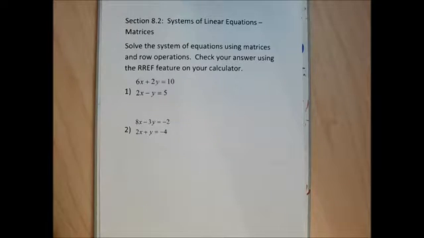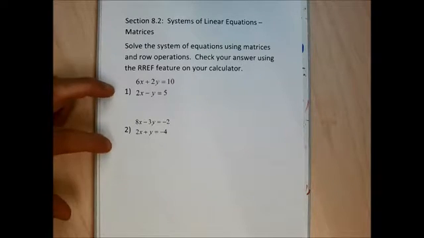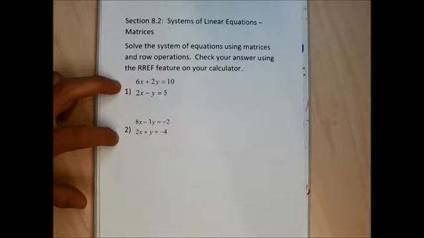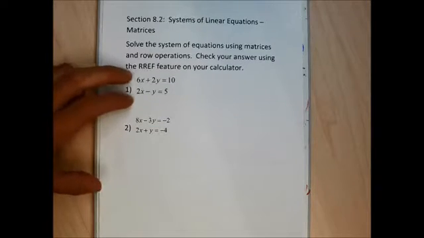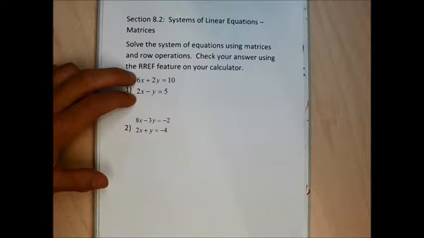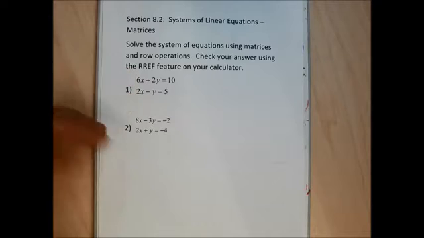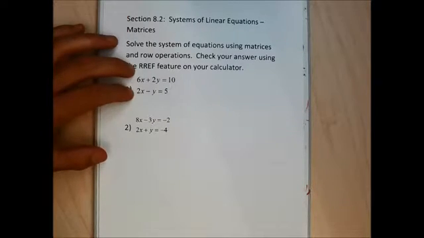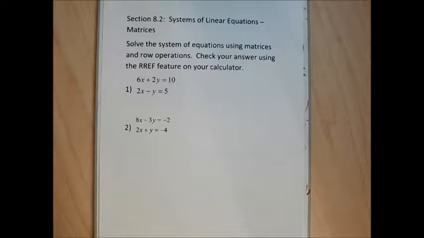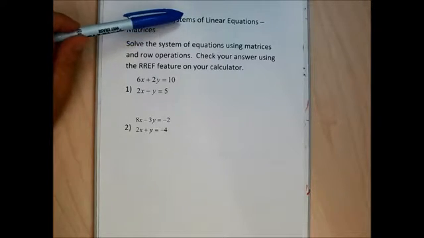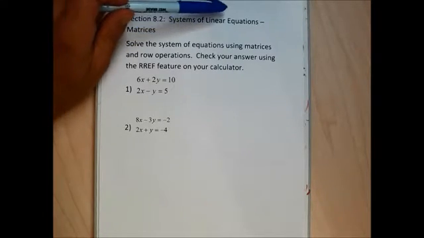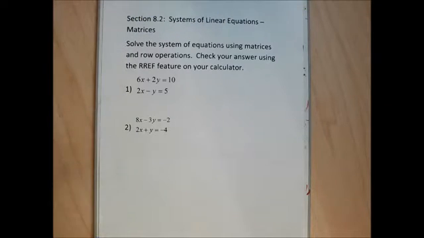Section 8.2 in some sense is a repeat of Section 8.1 in that every problem is a system of linear equations. It's a system of equations, which means either I have two equations and two unknowns or three equations and three unknowns. Literally, you could have two equations and five unknowns, but for us, our systems of linear equations will be two equations and two unknowns or three equations and three unknowns. And the title of this section is System of Linear Equations: Matrices.